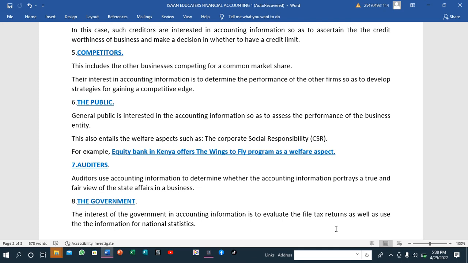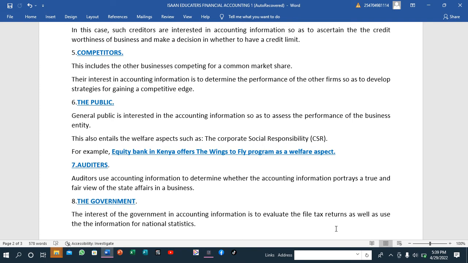So we have the second last point, that is the auditors. Basically, auditors use accounting information to determine whether the accounting information portrays a true and fair view of the state of affairs in a business. So the auditors take the accounting information and analyze it so that they can determine, is it really true that the accounting information portrays a true and fair view of the state of affairs in a business.